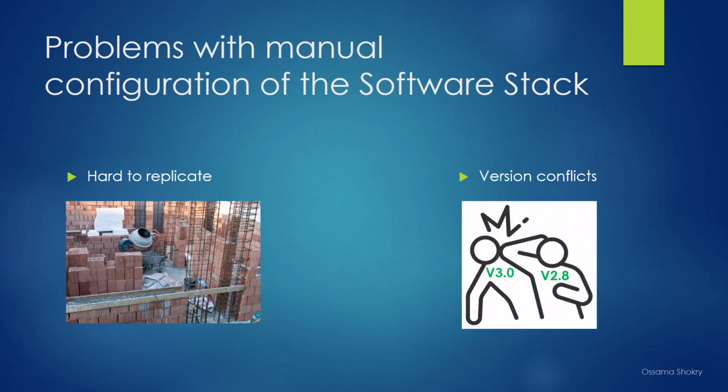You also have version conflicts. If you have different versions on the target machine of some of your dependencies, for instance, one service needs Python 3.0 and another service needs Python 2.8, your services may fail due to the conflict between different versions of dependencies.